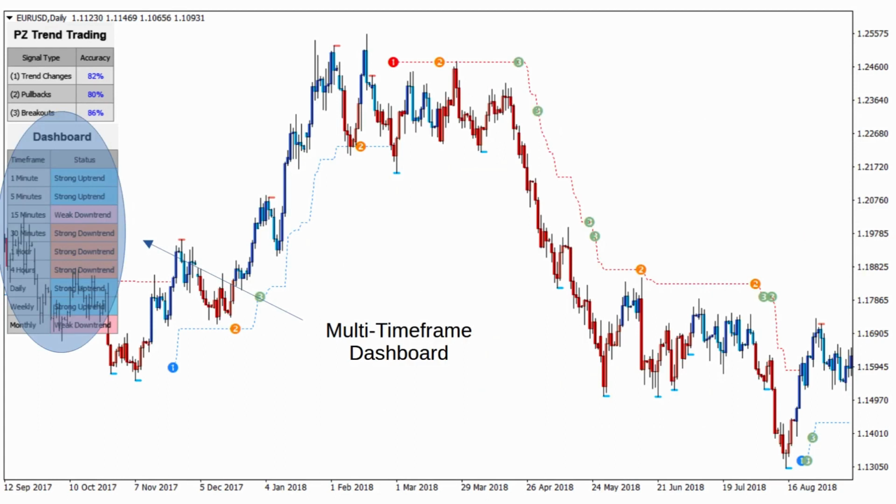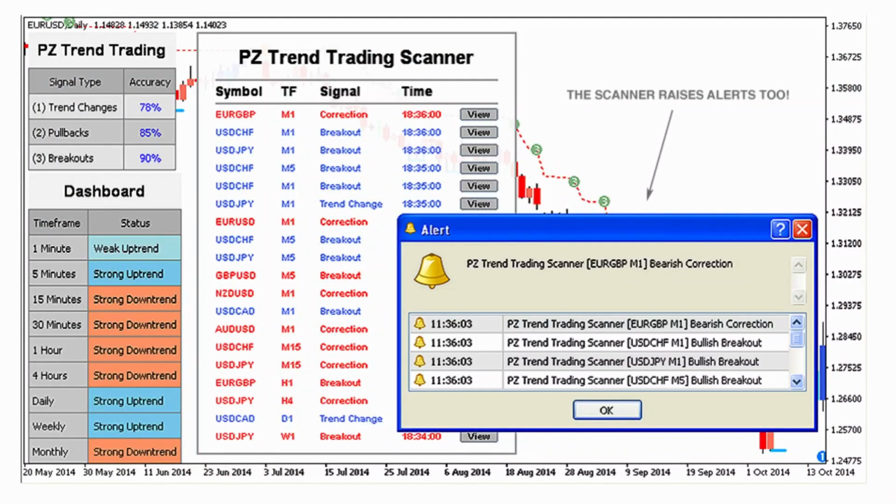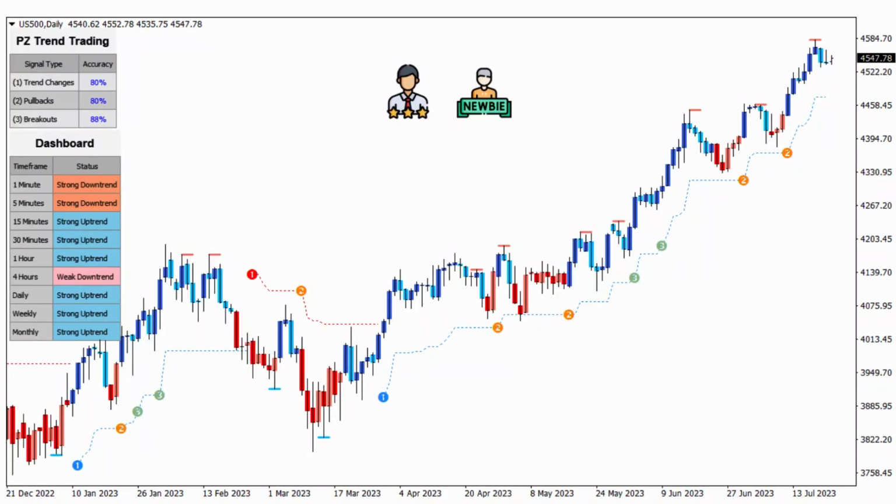The indicator implements a multi-timeframe dashboard, enabling traders to analyze multiple timeframes simultaneously. The performance statistics on the chart make it easy to find the best indicator parameters. Additionally, the indicator is non-repainting and non-backpainting, providing reliable signals. The cherry on top are the customized email, sound, push, and visual alerts that can be enabled or disabled at will. Whether you're a beginner or an experienced trader, this indicator is suitable for you.